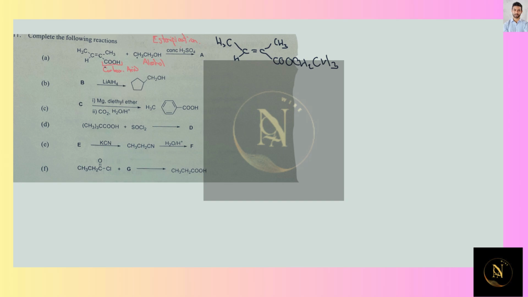Now, for the next reaction, what we want to know is what compound, after the reduction, generates a primary alcohol. And the answer to that is going to be a carboxylic acid. So, a carboxylic acid is going to generate, in the presence of lithium aluminum hydride, a primary alcohol.